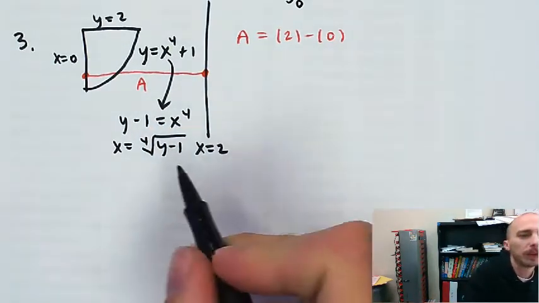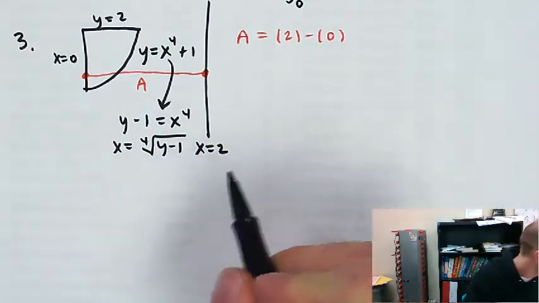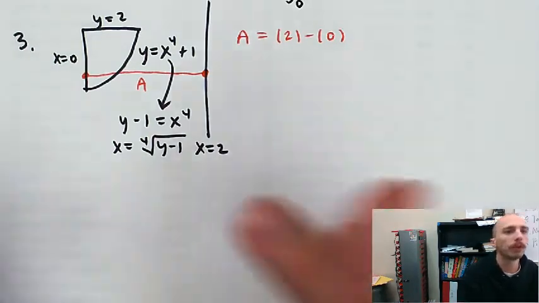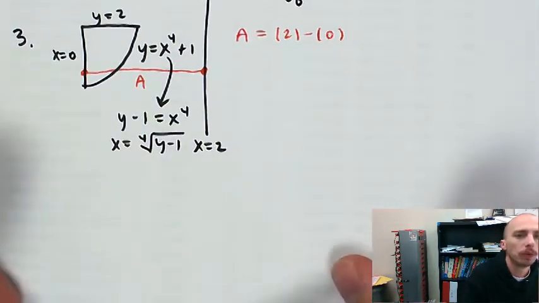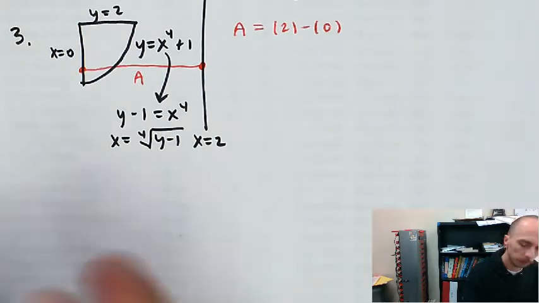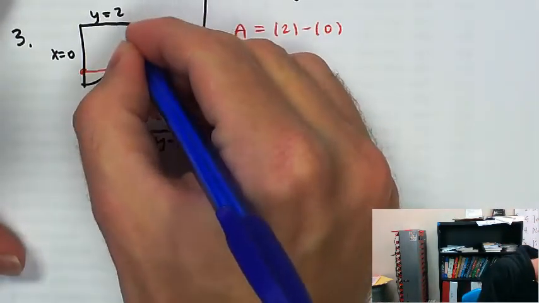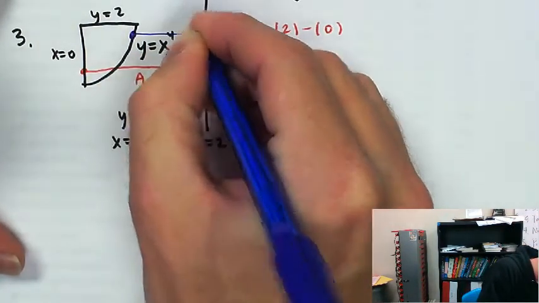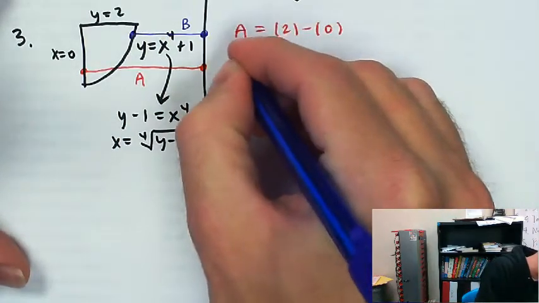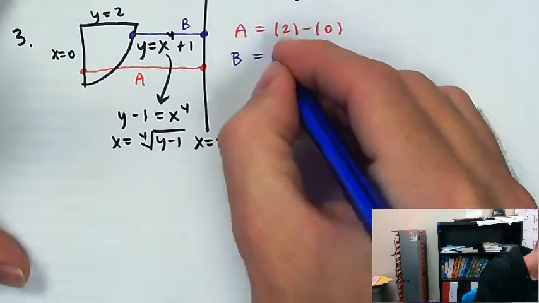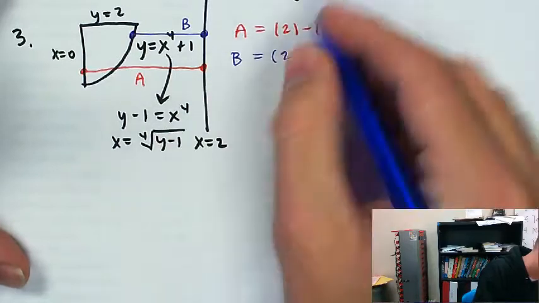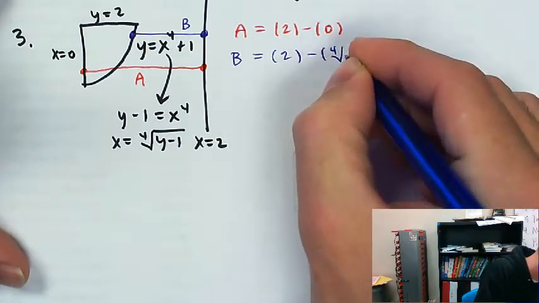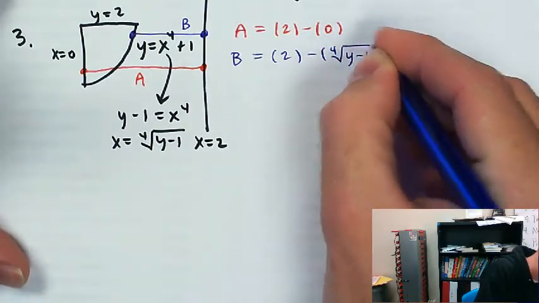Okay, x is going to be the positive fourth root of y minus 1 because we're over here in the first quadrant where x is positive. So I'm going to draw in my small radius. And it's going to be right minus left: x equals 2 minus x equals the fourth root of y minus 1.